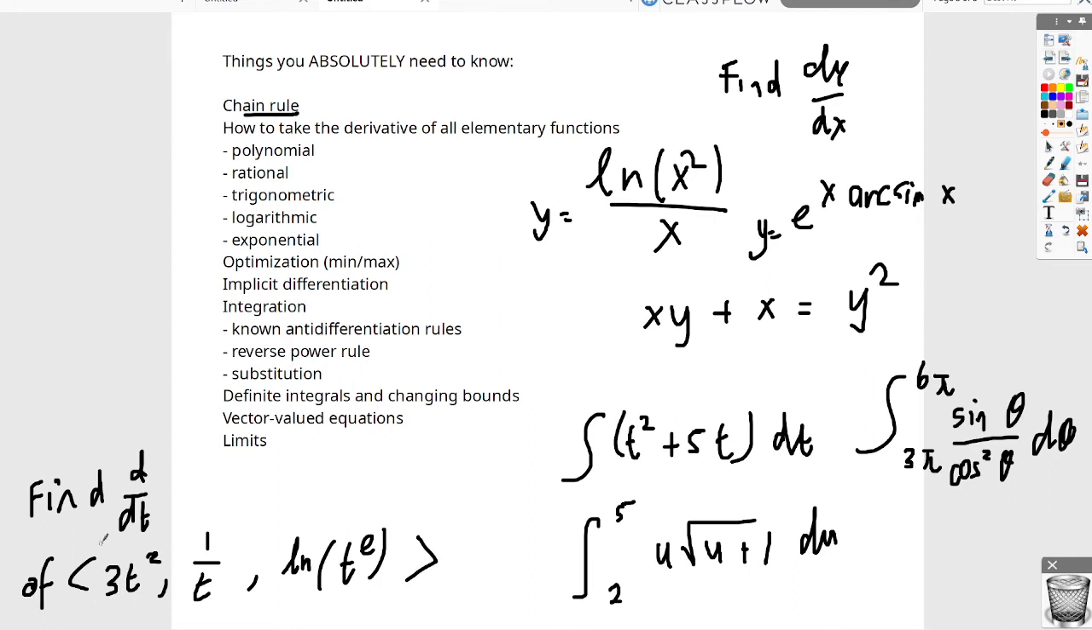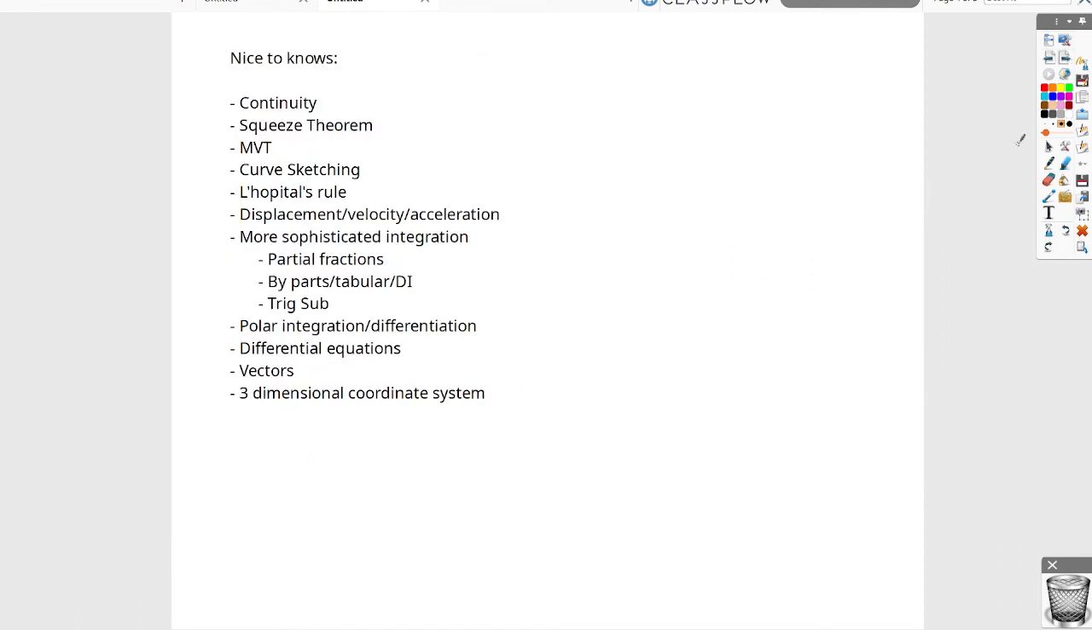Limits. Now limits, you do need to know limits. You have to know how to evaluate limits, but there's a little bit of a different way to evaluate limits. So even though you do have to know how to evaluate limits, the way that you evaluate limits in this case is not going to be much different. Sometimes you'll probably just end up using L'Hopital's rule a bunch of times. Now these are nice to knows. The next section, nice to knows.